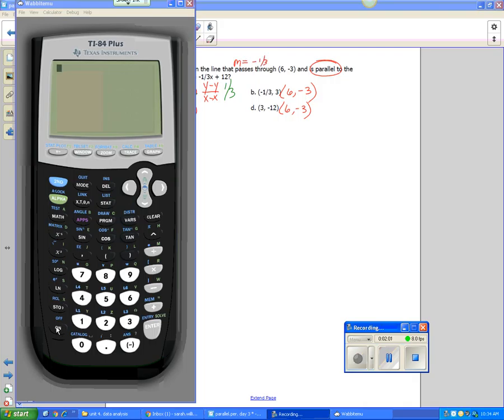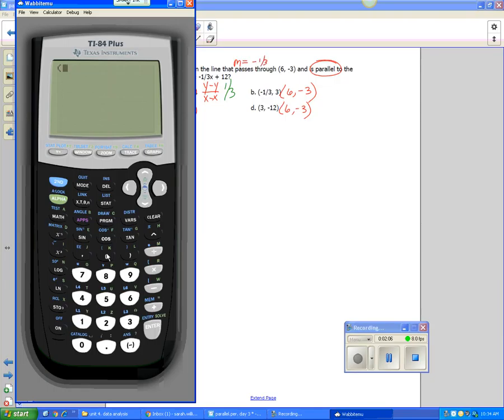So let me show you how you would type that in for B in the calculator. Do parentheses, y minus y, so 3 minus -3, divided by parentheses, x minus x. So I do -1 divided by 3 minus 6. You just type it in just like that. Doesn't matter that it's a fraction. And hit enter. Hit math, enter, enter. You get -18/19. All right, remember you got to do y minus y over x minus x.